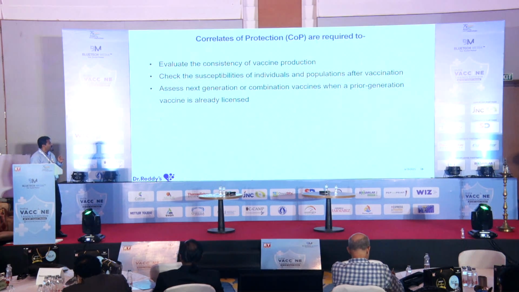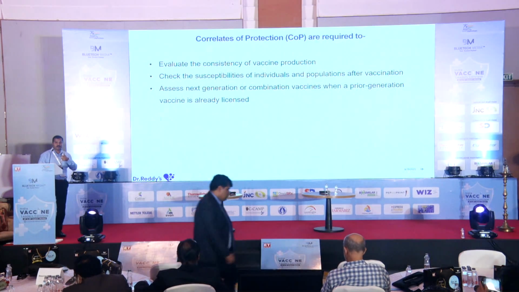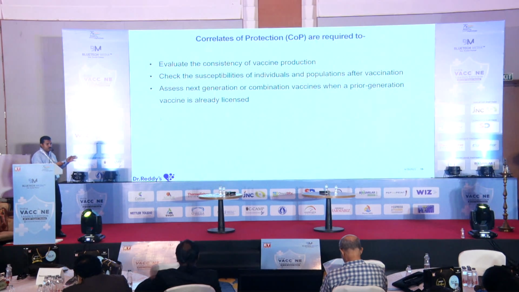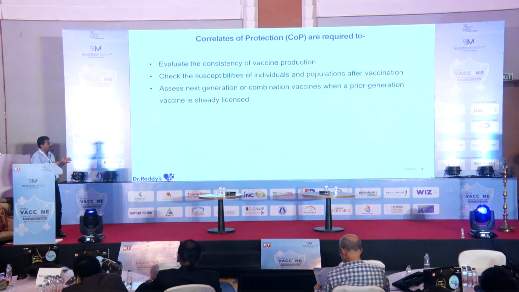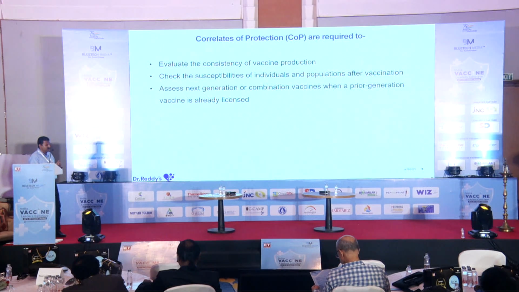Second is to check the susceptibilities of individuals and populations after vaccination. Dr. Manoj this afternoon also told us why we have to study in different populations, because we should not expect the same immune response in each population. So we have to establish customized specifications of immune responses in each population, if that is the case. Correlates of protection are also used to assess next generation or combination vaccines when a prior generation vaccine is licensed.